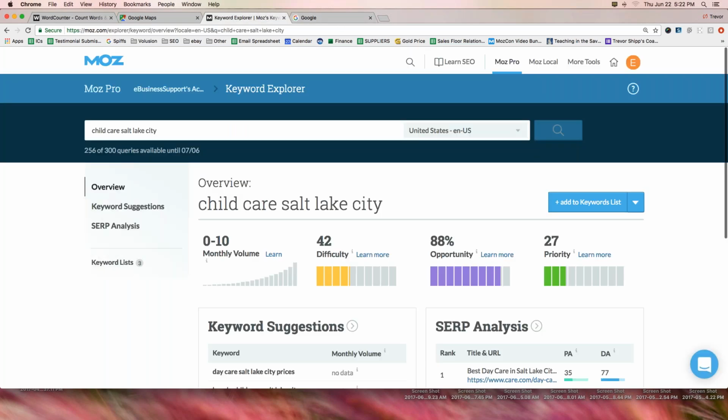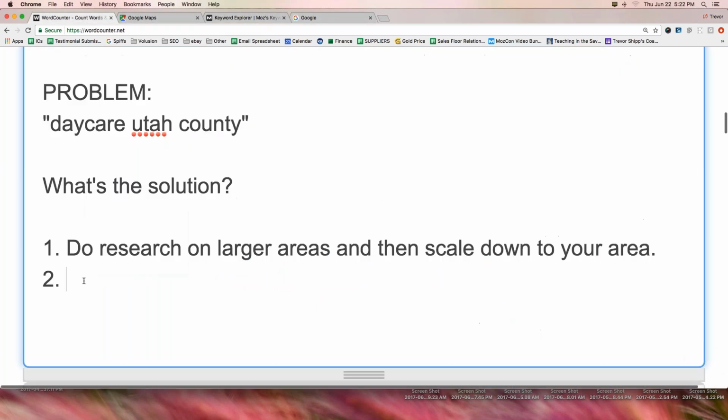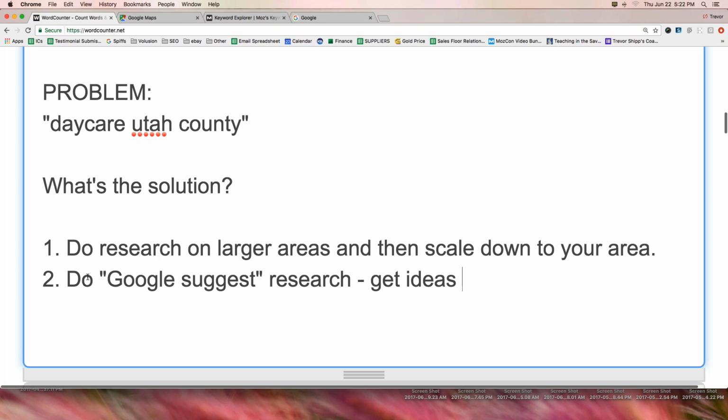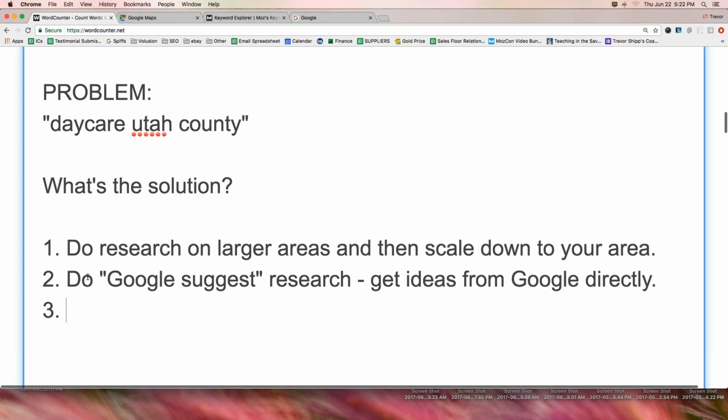So let me actually write that in our notes. You guys following that okay? Does that make sense? I'm going to call it Google Suggest research. Get ideas from Google directly. Okay, that's what we'll say. Okay, you guys following along with that? Okay, number 3. Stop me if you aren't, and please ask questions if some of this isn't making sense.